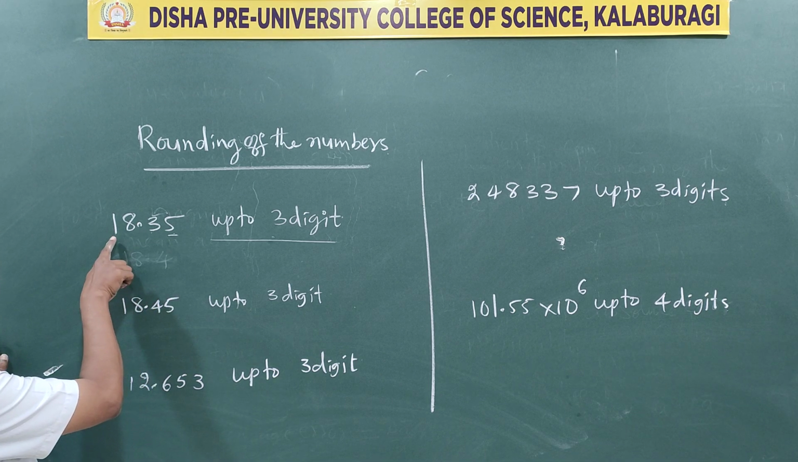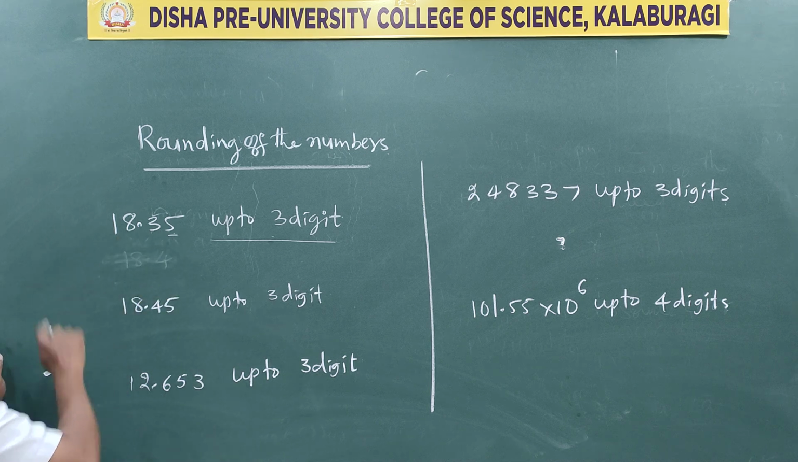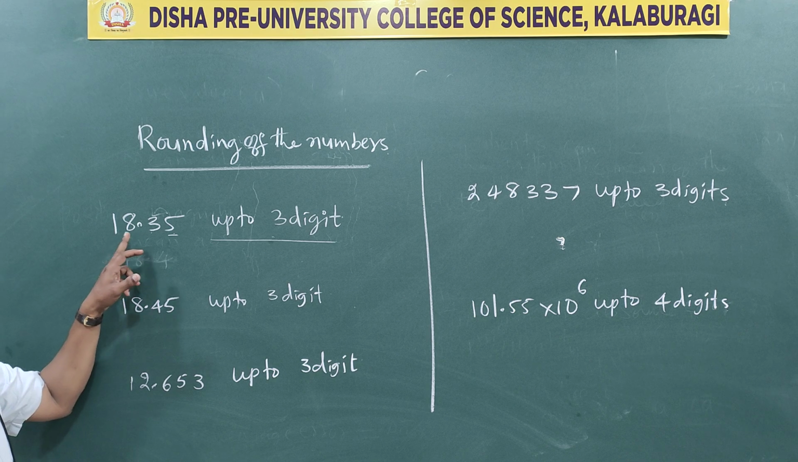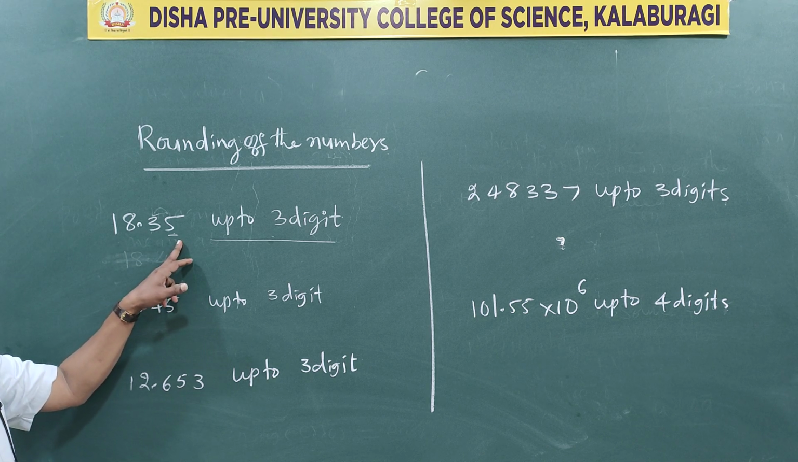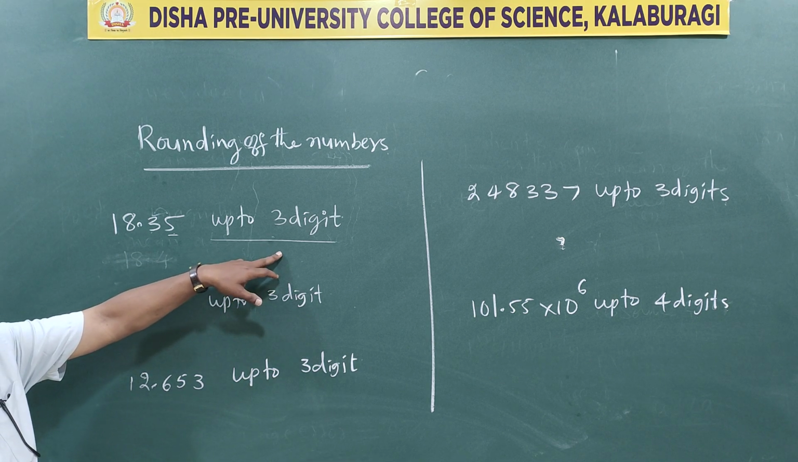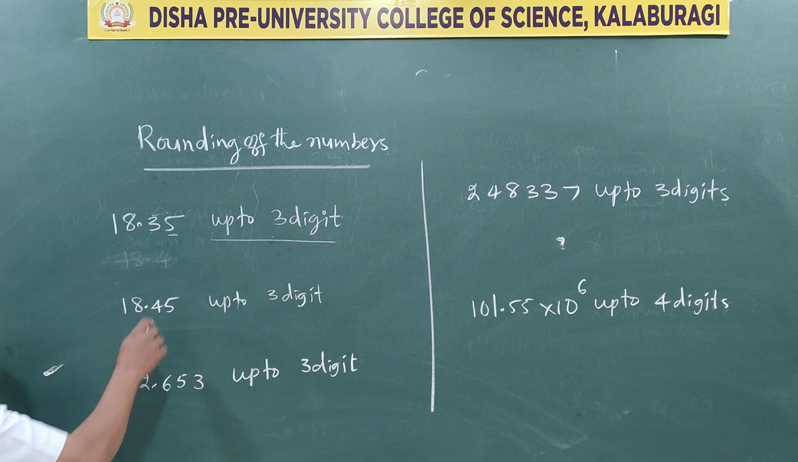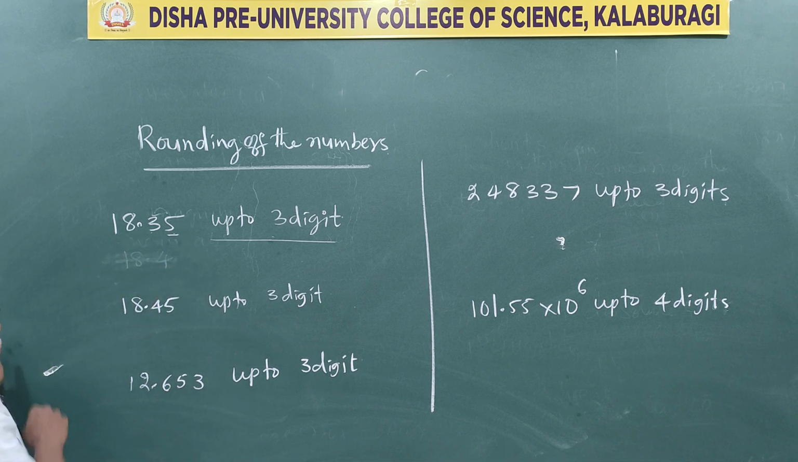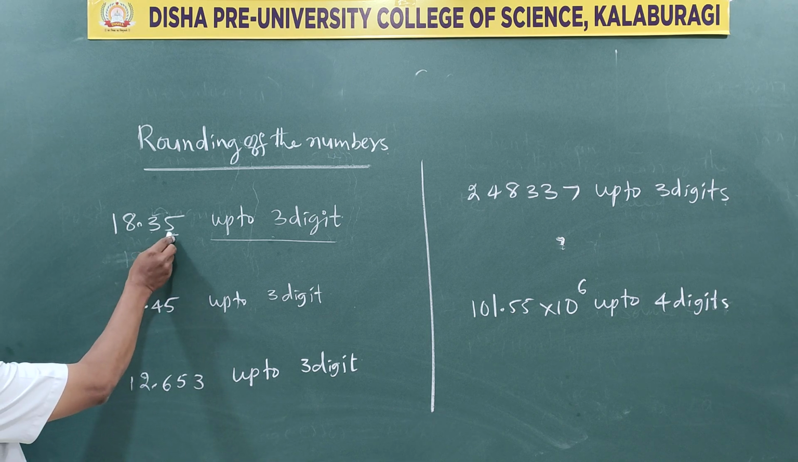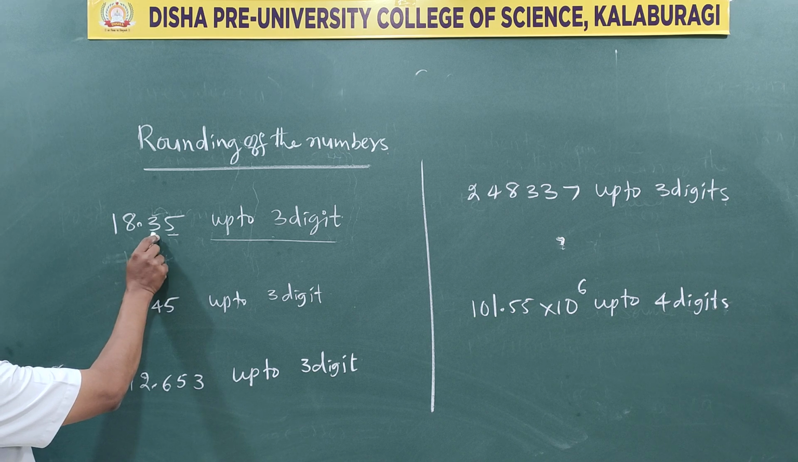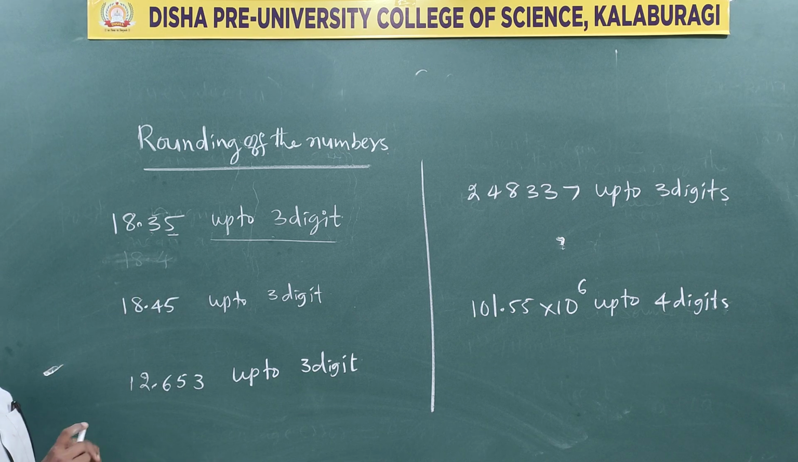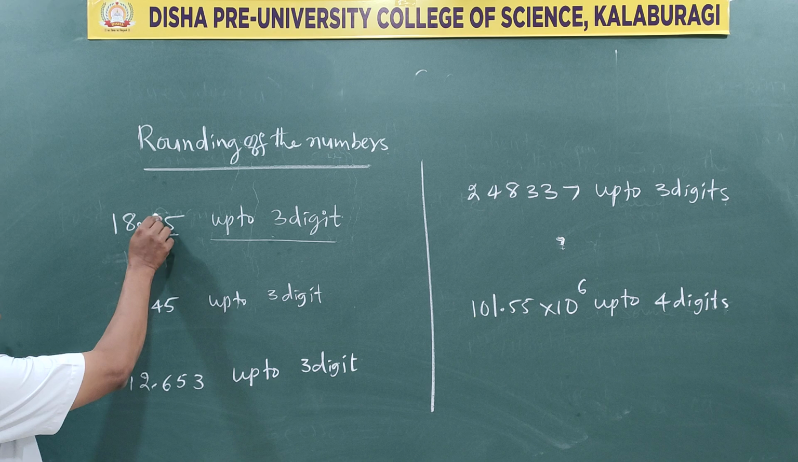As you know, 18.35 has how many significant figures? 1, 2, 3, 4. 4 significant figures. But you are asked to round it off to how many digits? 3 digits. Means I have to drop 5. Okay. But how to drop 5? Just see the preceding number. Whenever you are deciding to drop 5, that is the ending number 5, just see the preceding number.